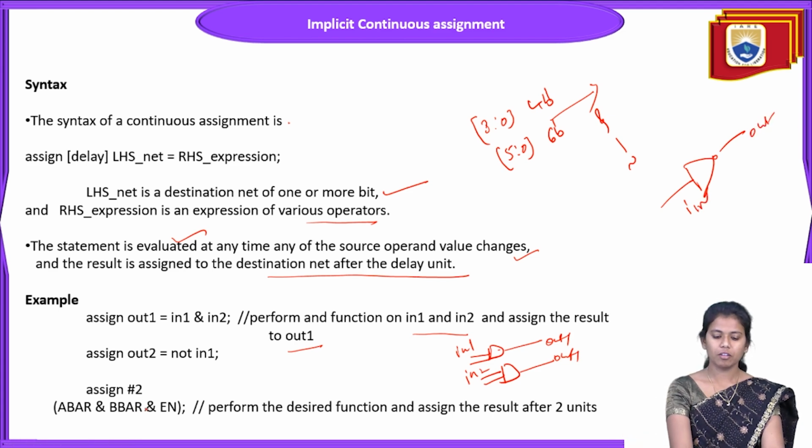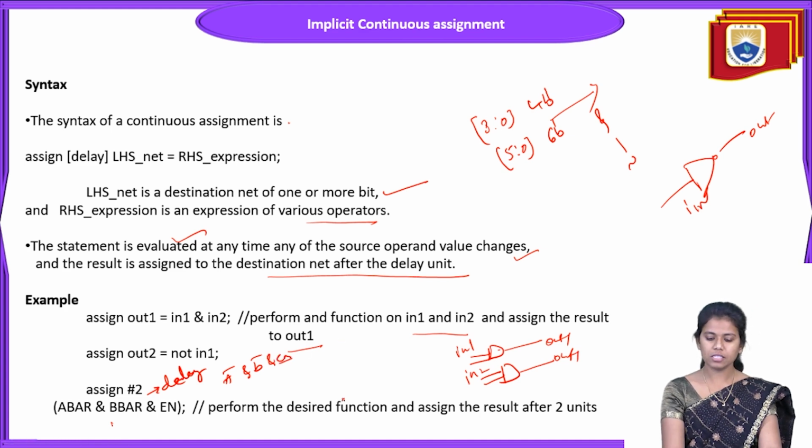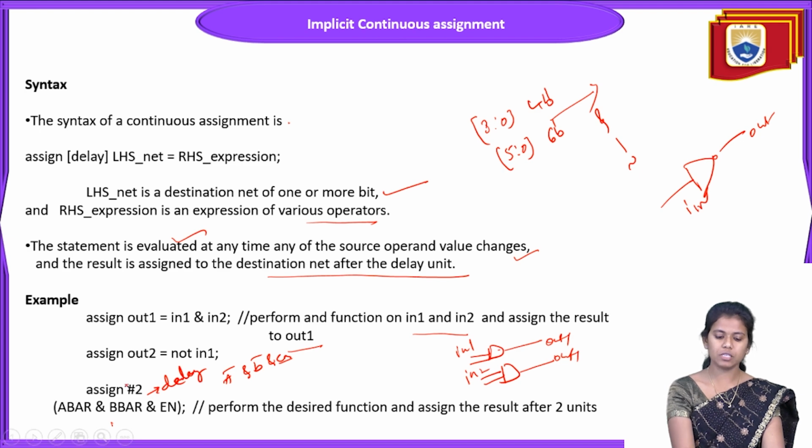Then assign with #2. #2 is nothing but a delay of 2 nanoseconds, with A bar, B bar and enable. This performs the desired function and assigns the result to the outputs. So the result that we observed has a delay of 2, and we are assigning it for the given operations, that is out1 and out2. For two different operations, we got the delay of 2.